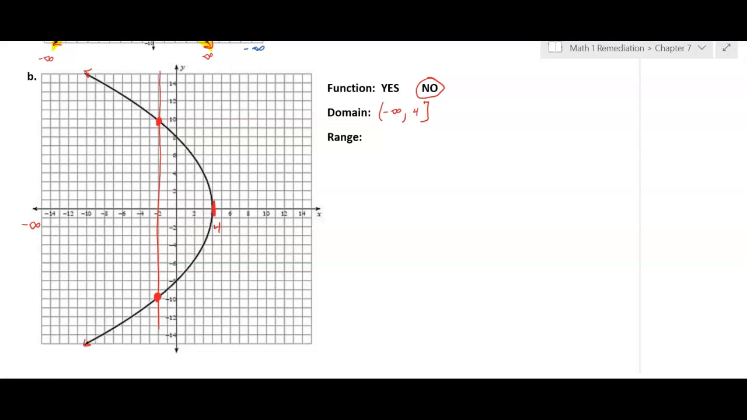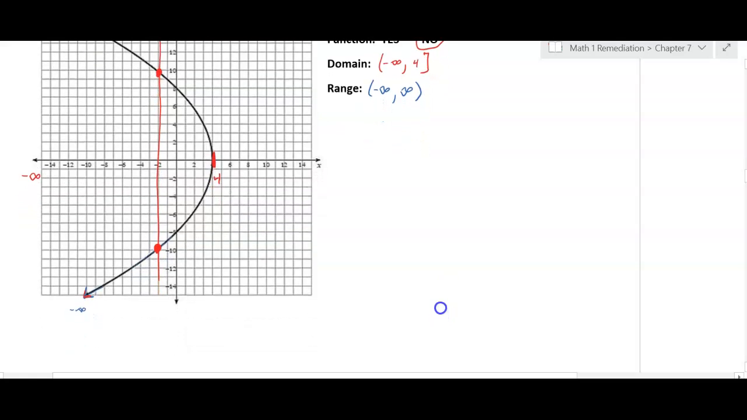Now my range, since this arrow points down forever and ever, it's going to go from -infinity, and if we follow it all the way up, and this arrow points up forever and ever, it's going to end at +infinity. So -infinity to +infinity would be my domain, or range, sorry.